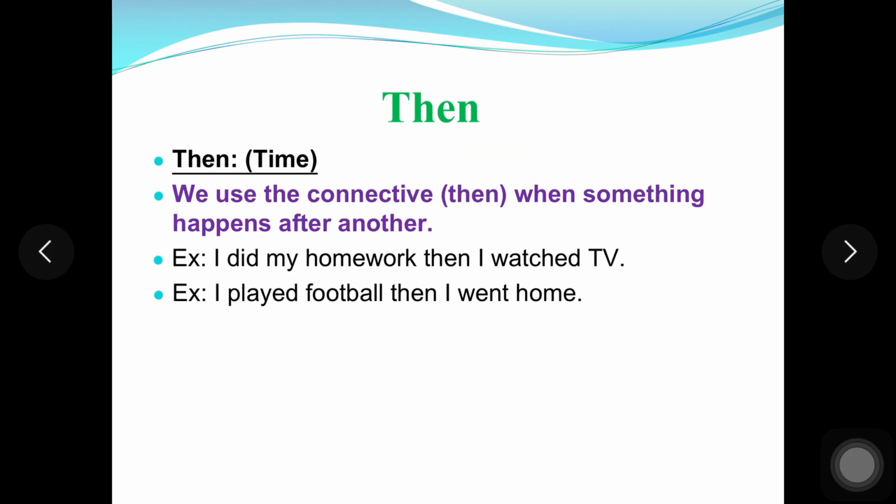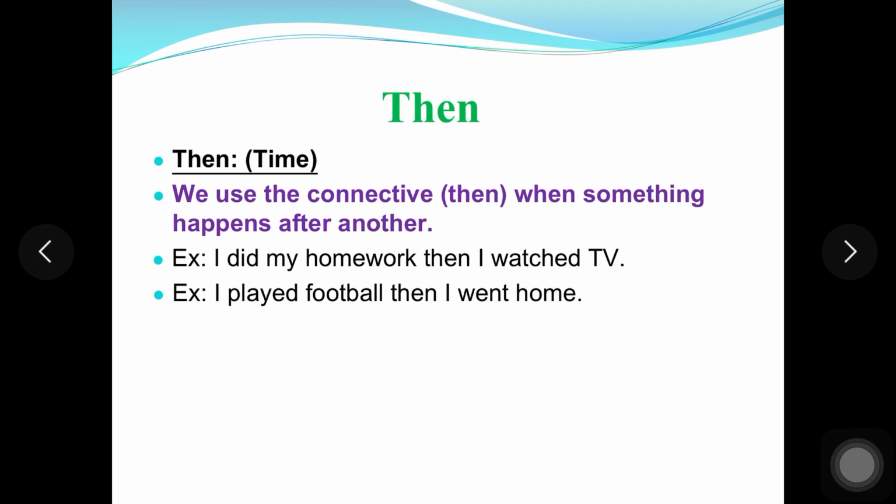And pay attention here that I didn't use any commas. I didn't use any commas with then or because. I just used a comma with so, but, and and. Remember, I put the comma when I used it to join two sentences together.